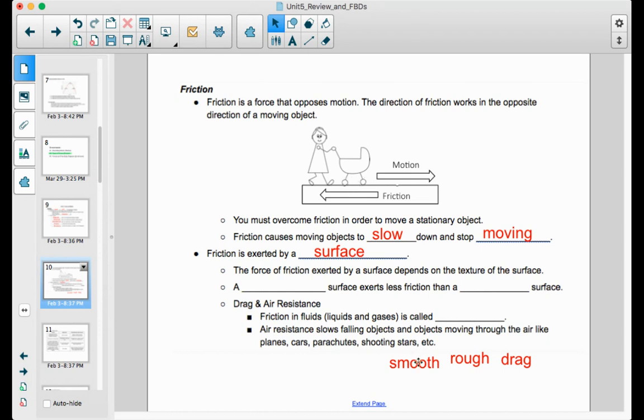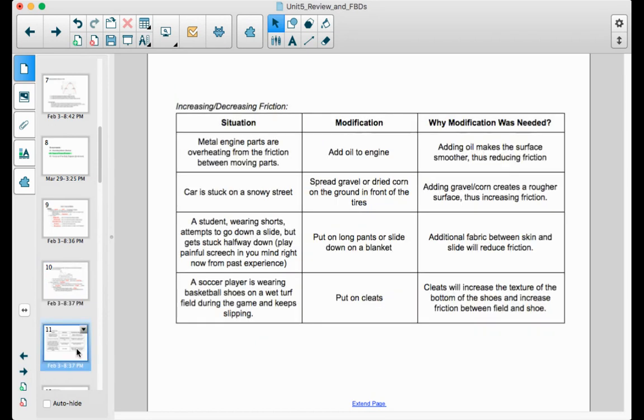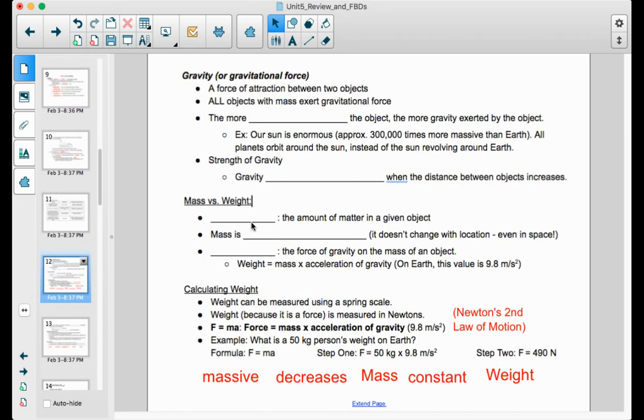The force of friction exerted by a surface depends on the texture of the surface. So a smooth surface will exert less friction than a rough surface. When we talk about friction specifically as it relates to fluid, we refer to that as drag. So you may have heard of planes that experience drag as they're flying through the air. This particular table I'll let you read over. It shows different ways that we can increase and decrease friction depending on the situation we find ourselves in. Moving on to gravity.